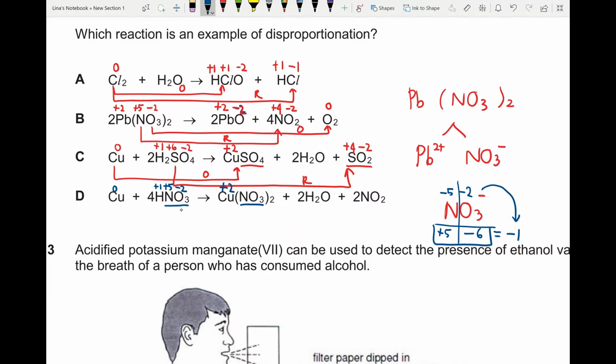And on this side, we have another nitrogen compound, so that's -2, and nitrogen in this case is +4. So copper is oxidized and nitrogen in the nitric acid is reduced. Again, copper and nitrogen are not the same element, therefore this is not a disproportionation reaction. So the answer is A, as we found out earlier.